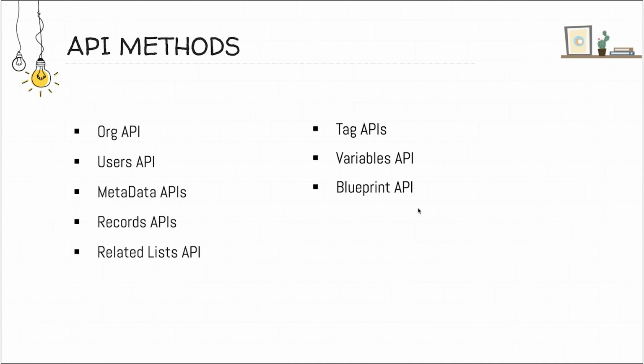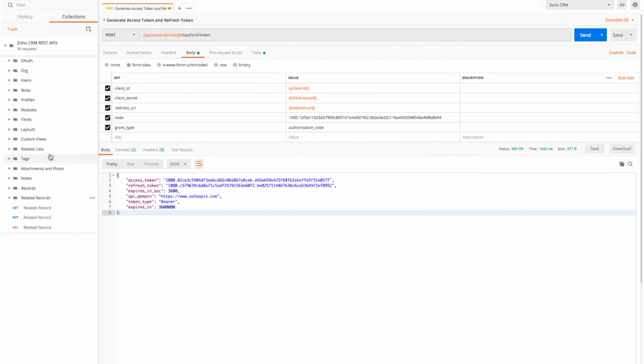There are different actions that you could perform on your records, like adding tags, using CRM variables as an API, and a blueprint API, in which you could use a blueprint using just APIs. You can set up blueprints.